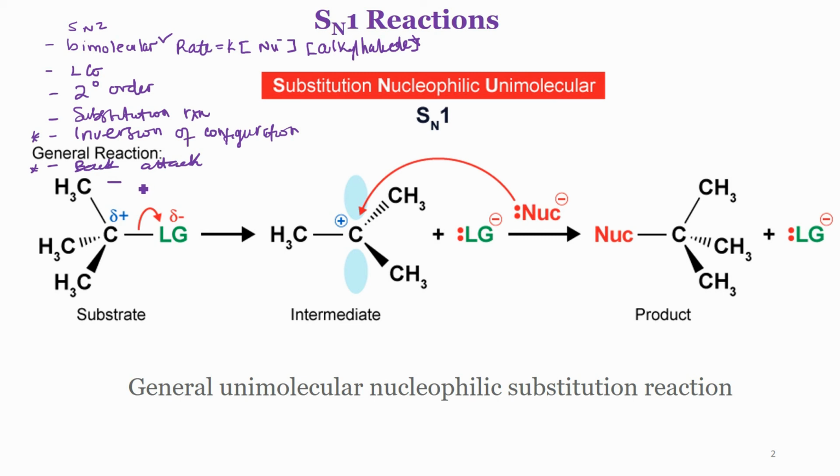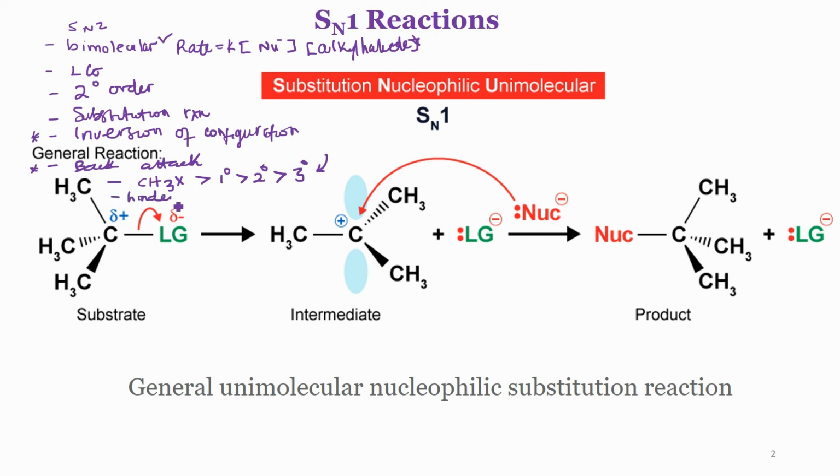The chiral carbon? No, I mean... Wait, what do you mean by that? I'm talking about primary, secondary, tertiary. Oh. So methyl halide is preferred over primary, primary preferred over secondary, secondary preferred over tertiary. Okay, why? Because SN2 dislikes sterics.